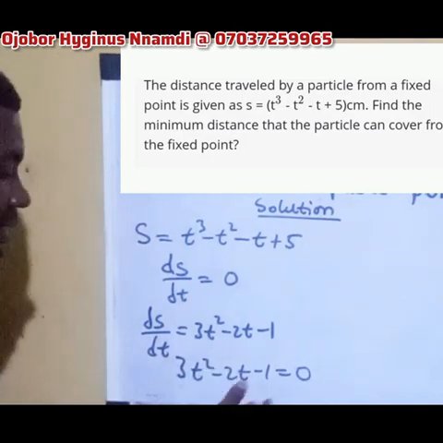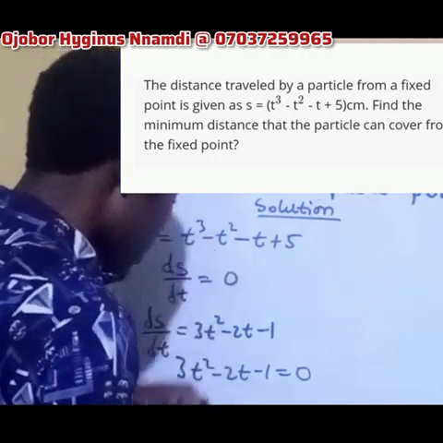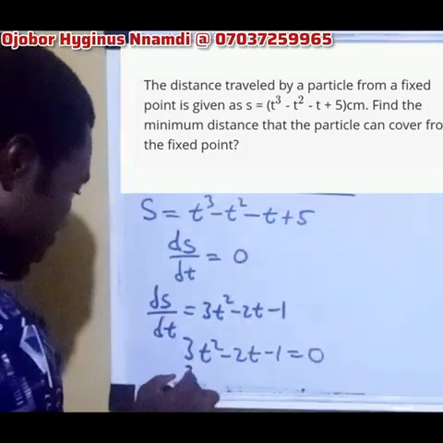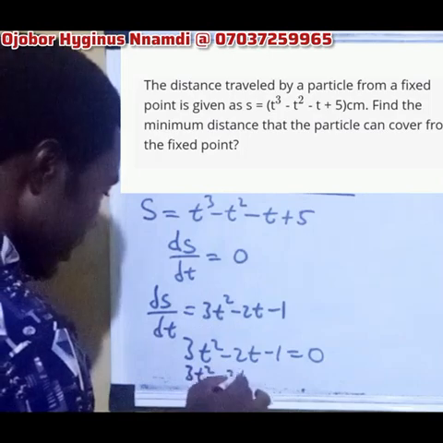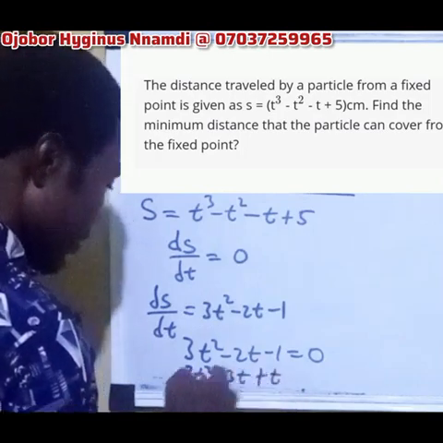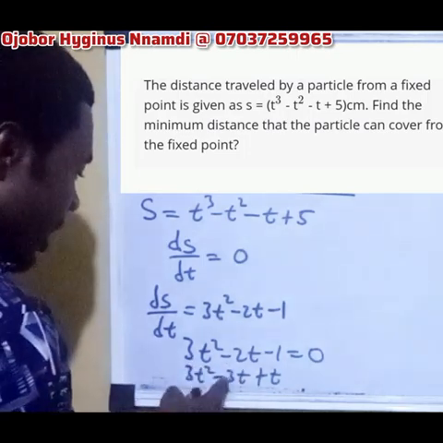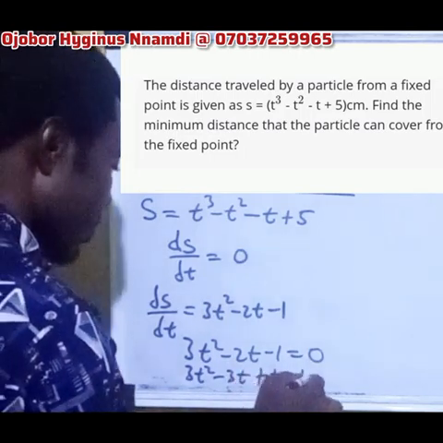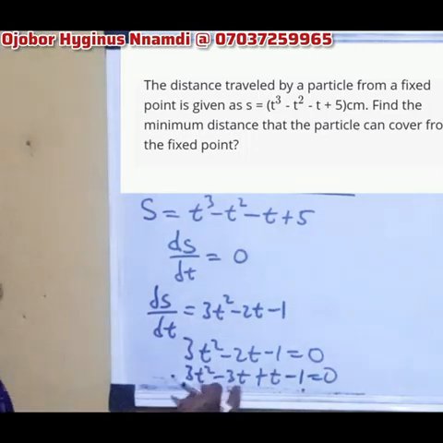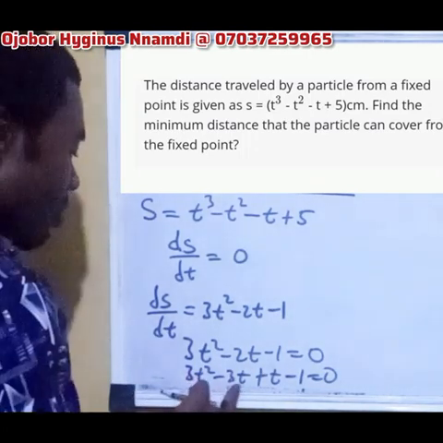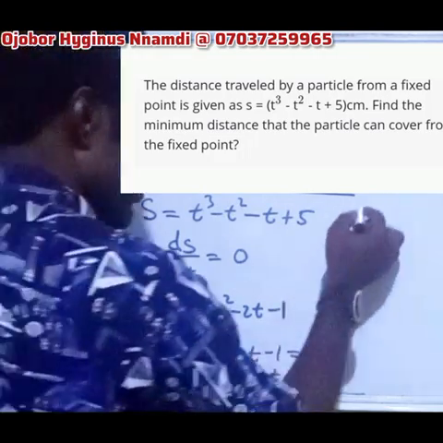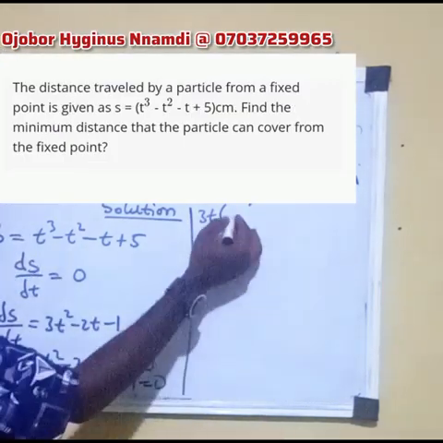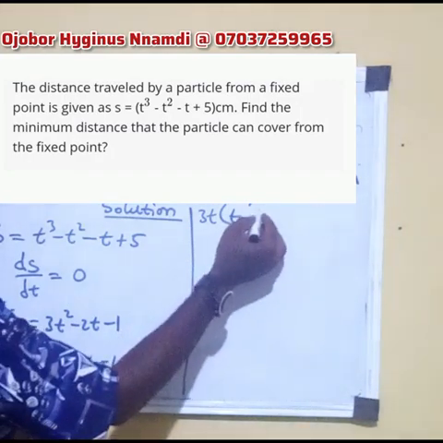So this is a quadratic equation now. We are going to solve by factorization if possible. We can use 3t squared minus 3t plus t minus 1 equals 0. Minus 3t plus t will give us minus 2t, and 3t times t will give us 3t squared. So this is correct. When we pair them in twos, the common factor of the first two is 3t. So we are going to have 3t factored out here. When you remove 3t here, you are left with t. If you remove 3t from here, you are left with 1.